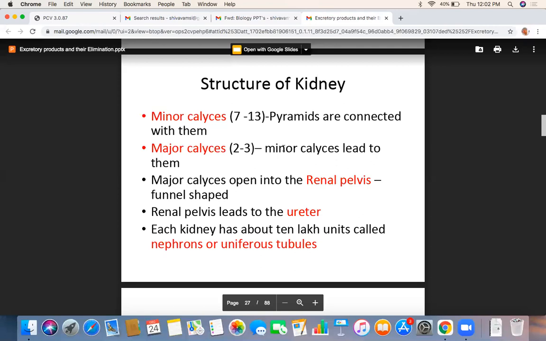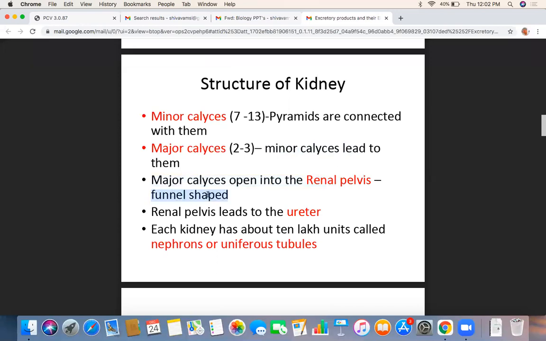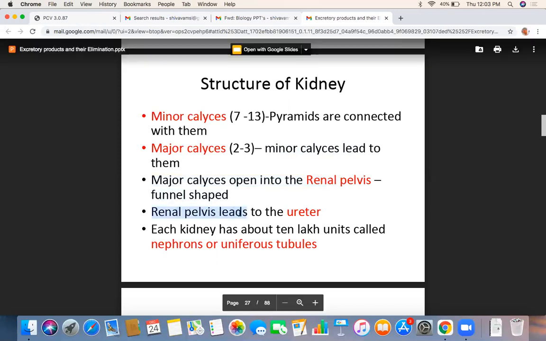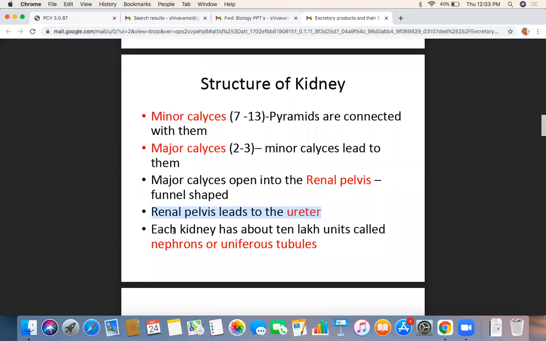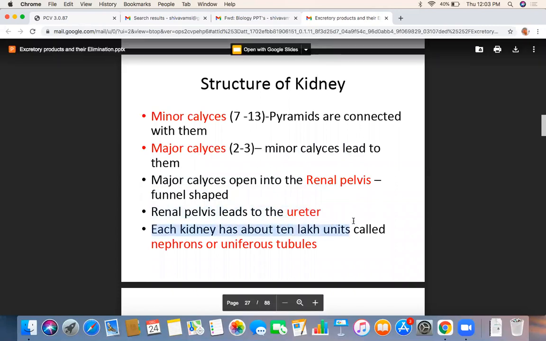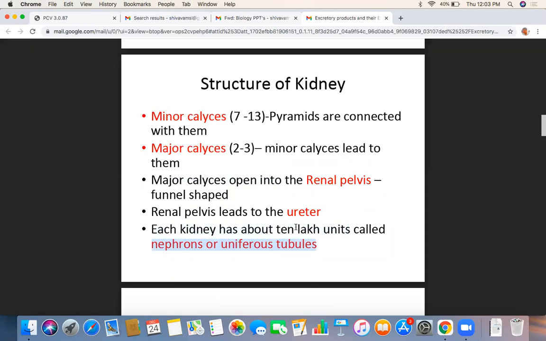Major calyces 2 to 3 will be there. Minor calyces will lead to them. Major calyces will open into renal pelvis, which is funnel shaped. Renal pelvis leads to the ureter, and each kidney will have about 10 lakh units called nephrons or uniferous tubules. So with this, structure of kidney is over.